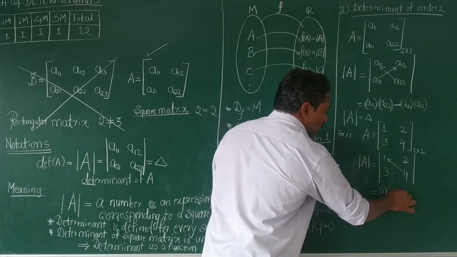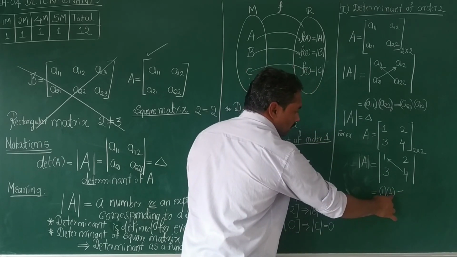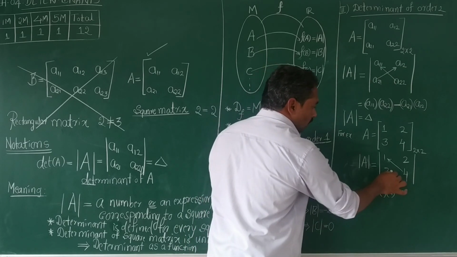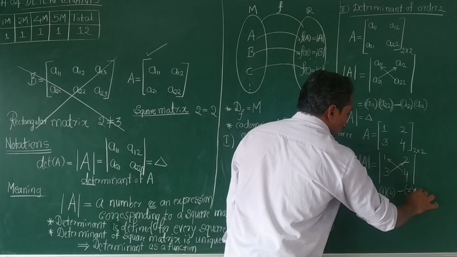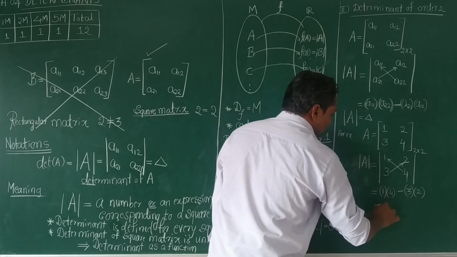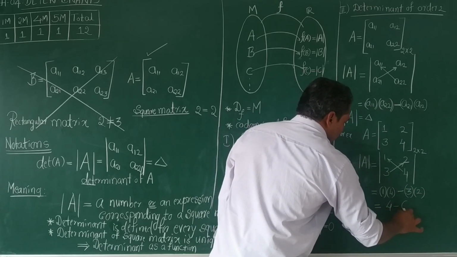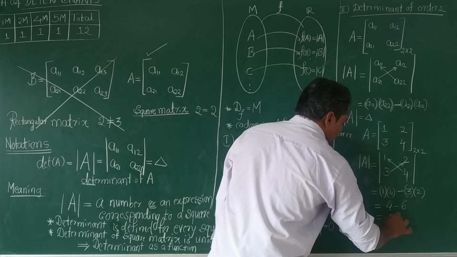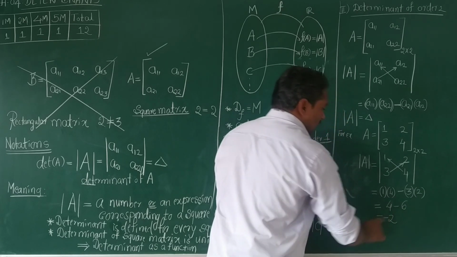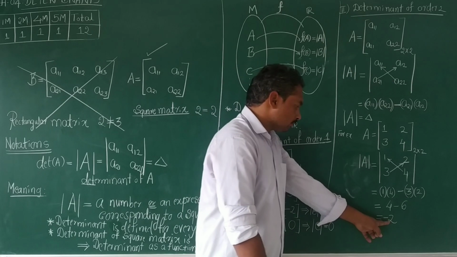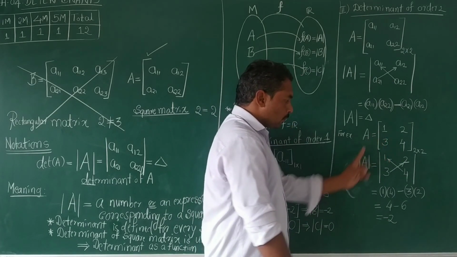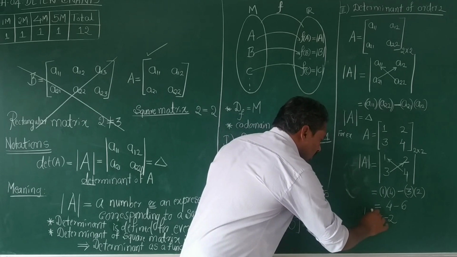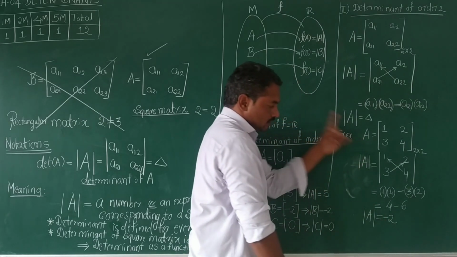Then put a negative mark after the product of principal diagonal elements. Then take the product of non-principal diagonal elements, that is 3 into 2. So we get 4 minus 6, and its simplification is minus 2. This minus 2 is the real number corresponding to the given square matrix. Therefore, this is known as the determinant of that square matrix.